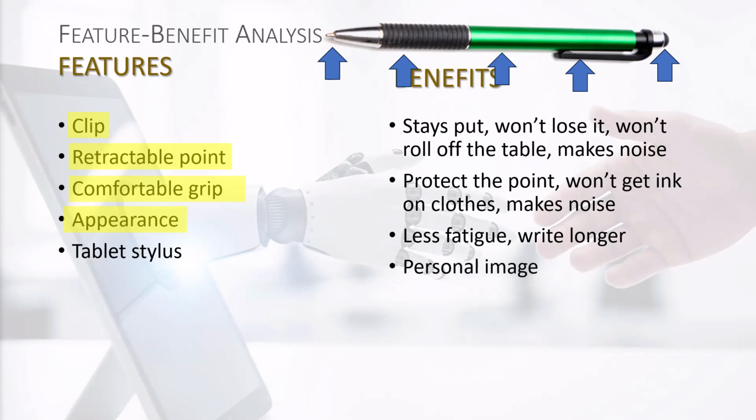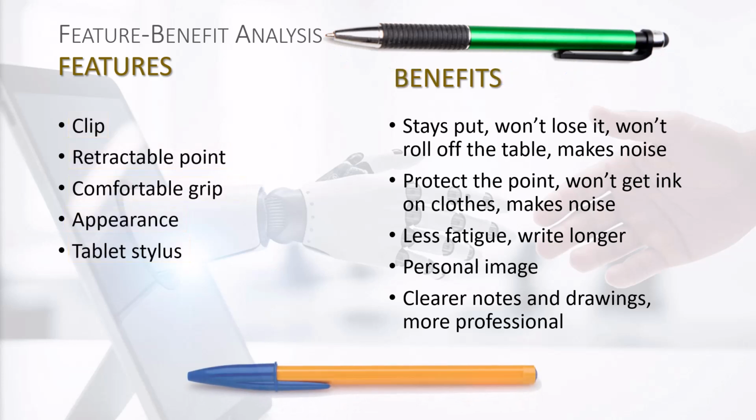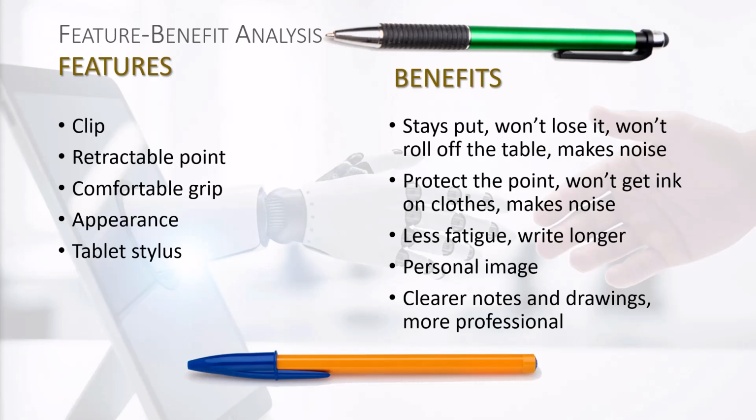The appearance is part of our personal image. So if we're using an inexpensive throwaway pen, what does that say about us? And it has a tablet stylus. This is a relatively new feature for pens. What's the benefit? We can make clearer notes and drawings on our tablets and other devices, and it's more professional than trying to use our finger. Well, let's keep digging in. How would you sell this particular pen to me? Here's the pen I'm currently using.